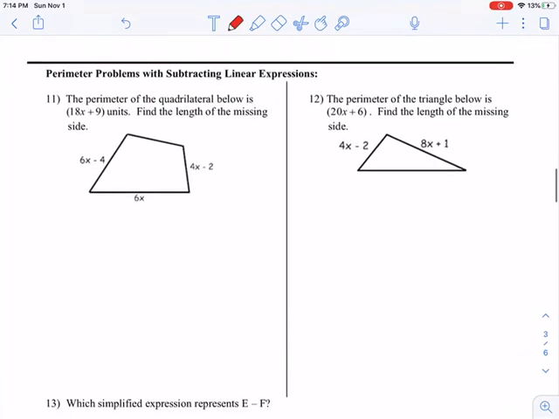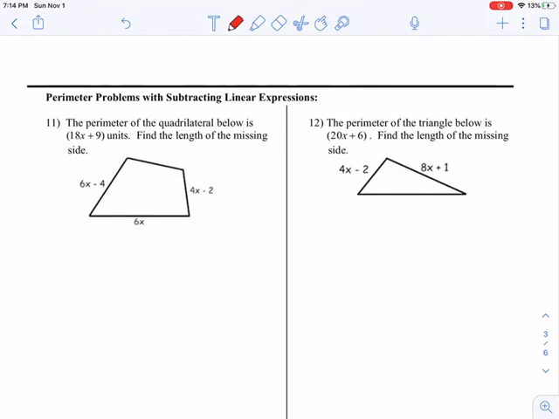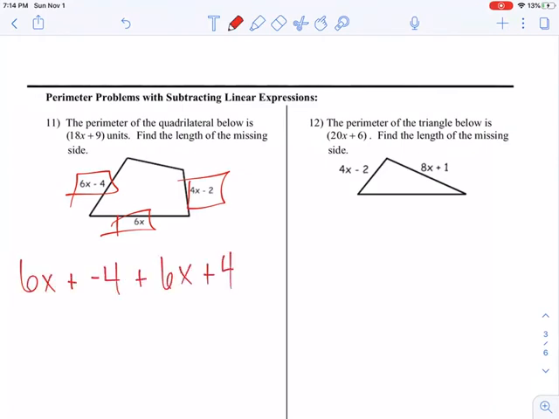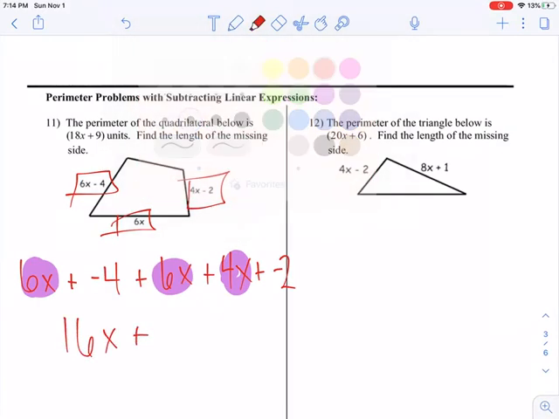If we go to the perimeter ones on the next page, they're missing a side. So let's do number 11 together. So the first thing is let's add up what we have. So if we add up a 6x plus negative 4 plus 6x plus 4x plus negative 2, that'll tell us what those three sides add up to. So we can add up the 6x and the 4x. That's 16x's, and then the constants, the negative 4 and the negative 2 give us negative 6.